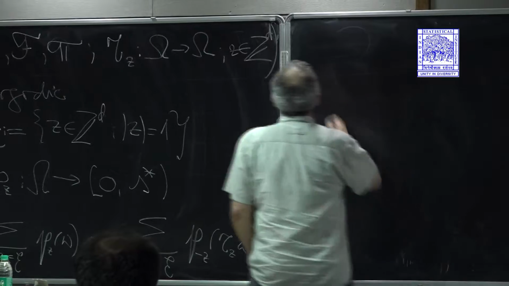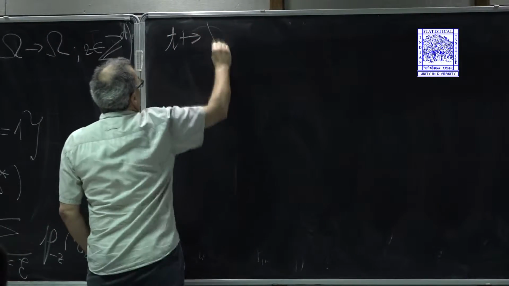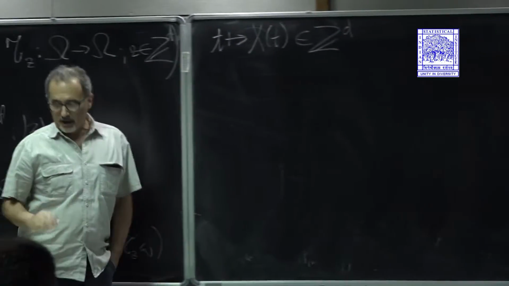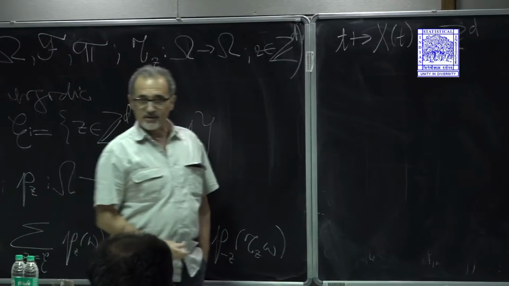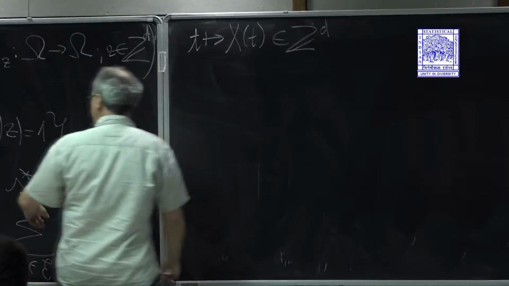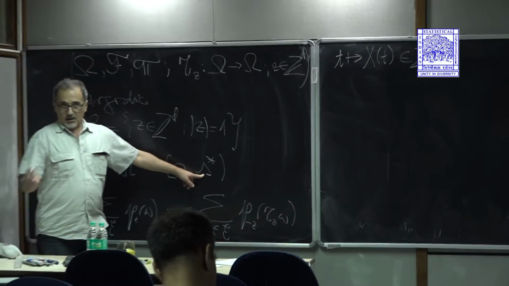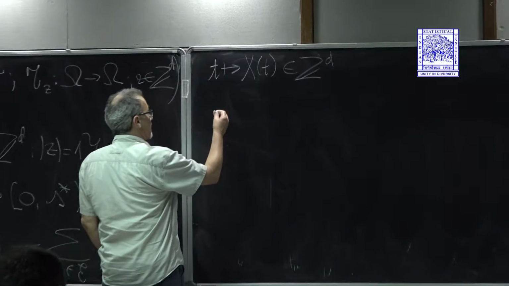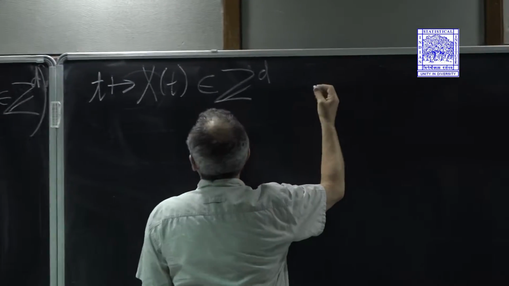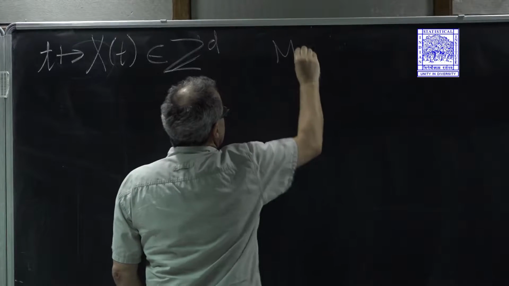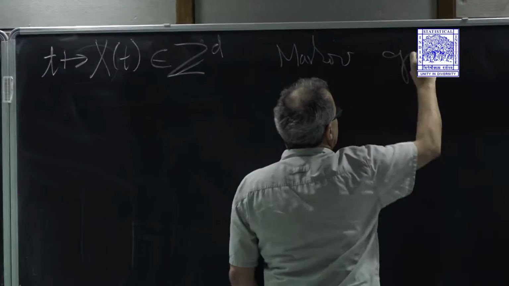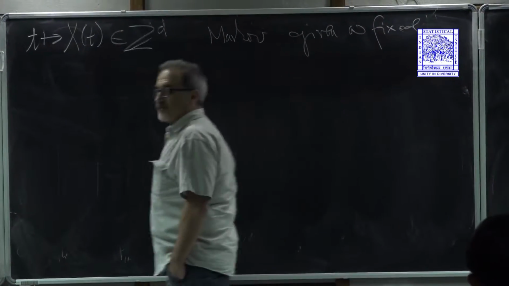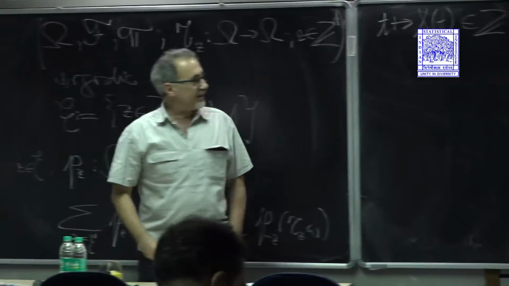And now I define my walk. My walk will be X_t in Z^d, but I speak about continuous time. Doesn't make any difference for me. It's more convenient to speak about continuous time than discrete time. As long as the rates are bounded from above, this can be mapped into one another. The continuous time random walk is a Markov process, Markov given omega fixed.